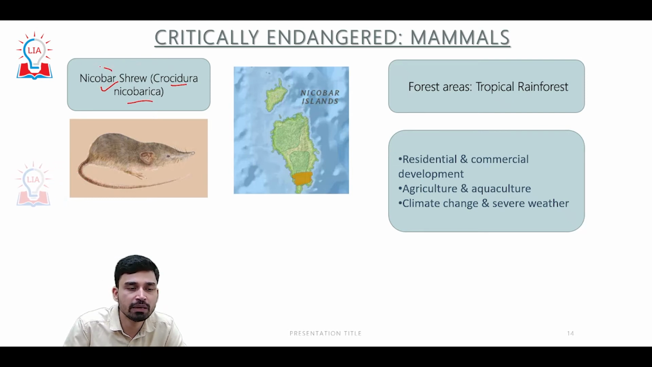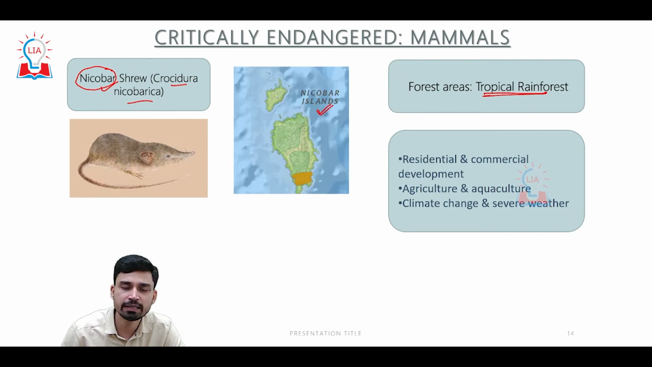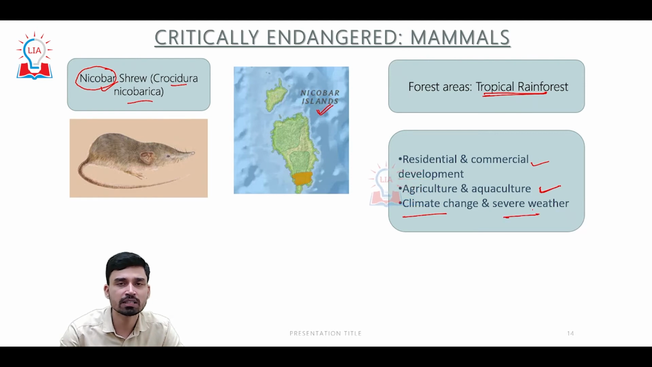The next we have is the Nicobar shrew, also known by the name Crocidura nicobarica. Again, from the name itself, it is clear this shrew species is found in Nicobar Island, part of the Andaman Nicobar group of islands, and they generally reside in forest areas, largely tropical rainforest. The threats are similar: residential and commercial development that encroaches upon their habitat, agriculture and aquaculture that also disturb the habitat, and climate change and severe weather phenomena. Especially in climate change, sea level rise can extremely threaten the habitat zone of the Nicobar shrew.